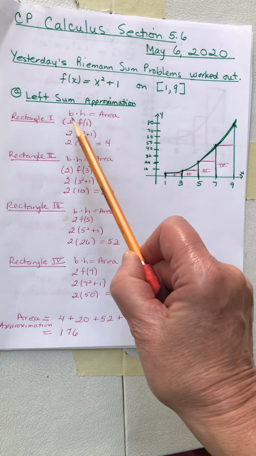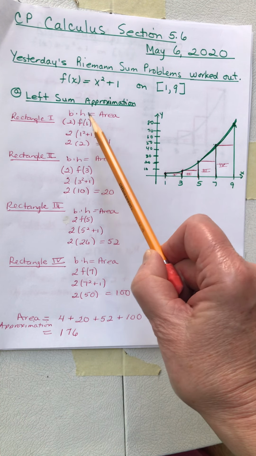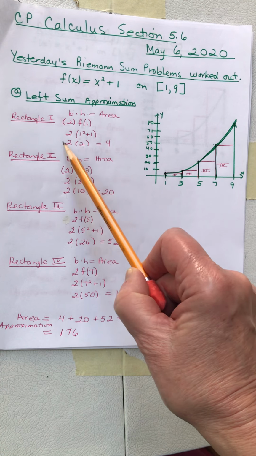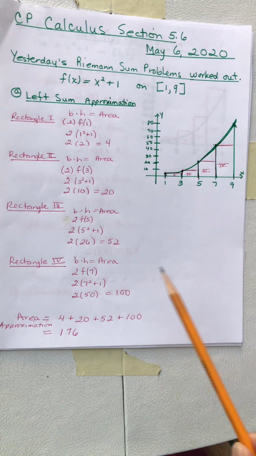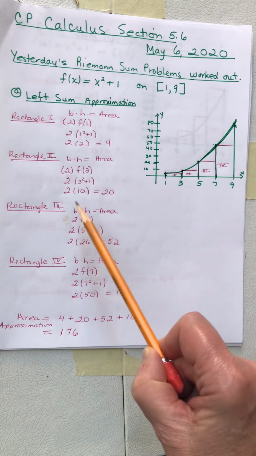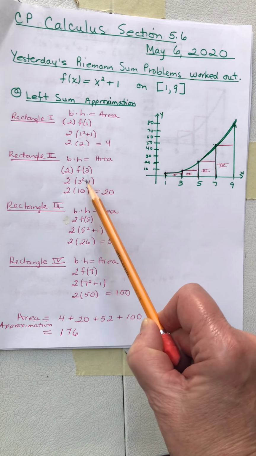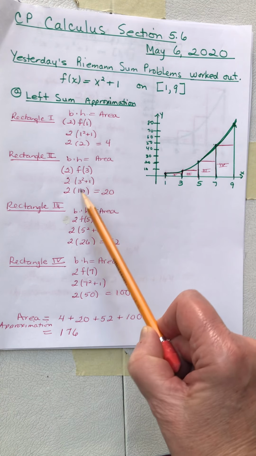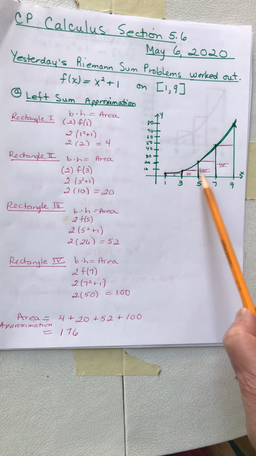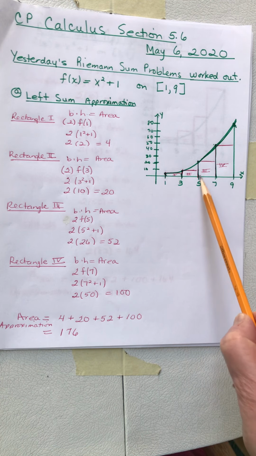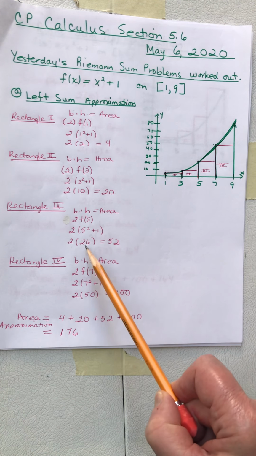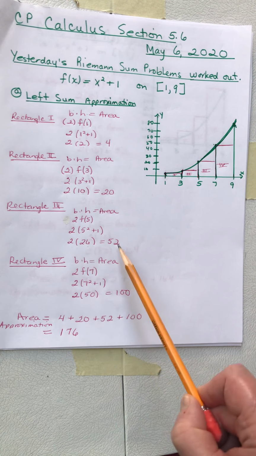The base is 2, the height is f of 1. Plug 1 into the function: 1 squared plus 1 gives me 2. So my area for the first rectangle is 2 times 2, or 4. I do the second one similarly. My base is 2, my height is f of 3. Plug 3 into the function, I get 10, so that area is 20. The next one, the base is 2, the height is f of 5. Plug 5 in and I get 26. So 2 times 26 is 52.